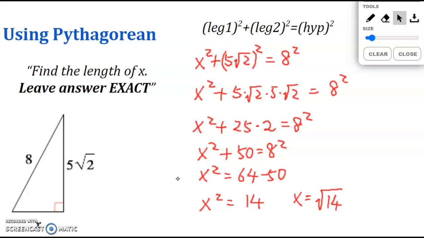Okay, so what does that become? That just becomes 25. 5 times 5 is 25. Root 2 times root 2 is just 2. So you get 25 multiplied by 2, which is 50. And 8 squared is 64. So you get x squared is 64 minus 50, which is 14. So x squared is 14. So taking a square root of both sides, you get x is equal to square root 14.